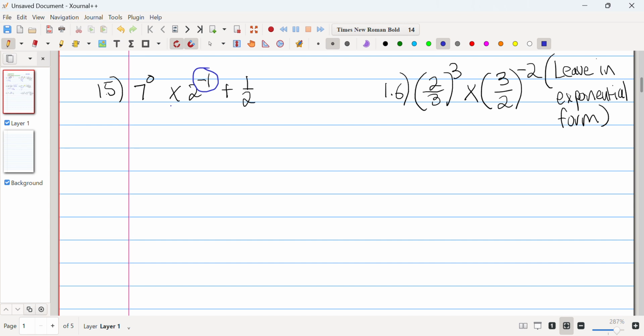So over here, obviously, we're going to do our timesing first, then we're going to do our addition. So let's first simplify what this means. 7 to the power of 0. Remember, guys, there's a rule.